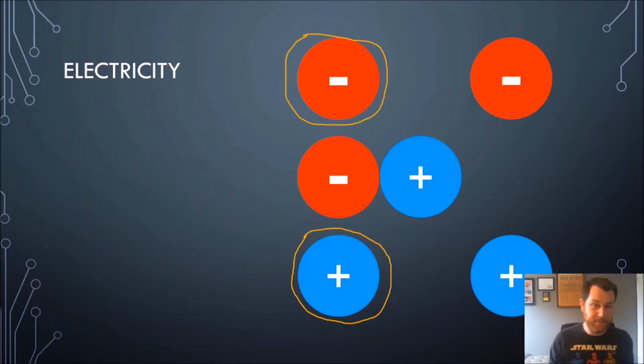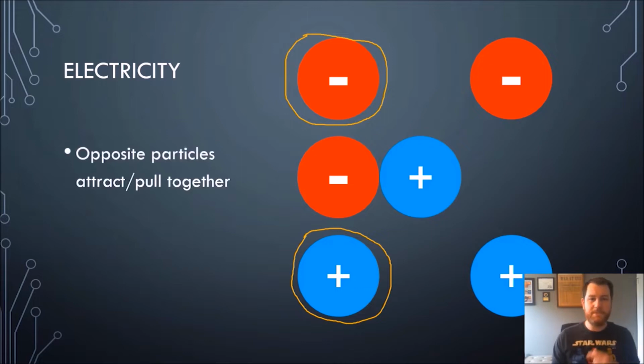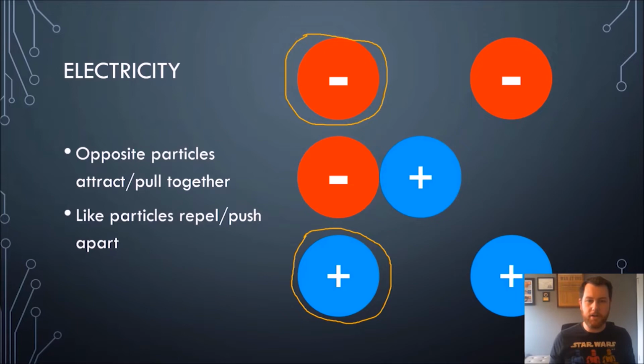Did you predict that it was going to repel, that it was going to push apart? If you did, good job. So let's just review. Opposite particles, negative and positive, are going to attract. They're going to pull together. Similar particles, or like particles, like negative and negative, or positive and positive, are going to repel. They're going to push apart.